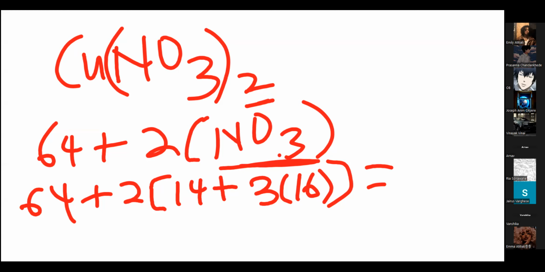So what are you getting? I got 188. 188 gram per mole. So the unit for molar mass is gram per mole. Okay, now let's move on to volume. Okay, last thing on this.